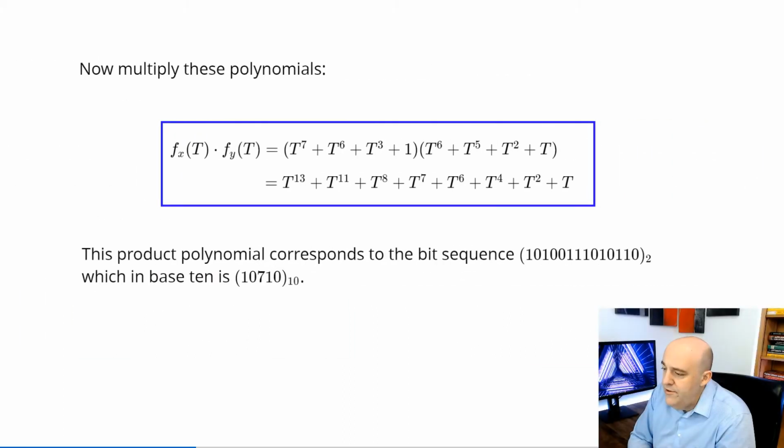Here we go. I'll spare you the details. We get a 13th degree polynomial back. And that 13th degree polynomial corresponds to that bit sequence. And in base 10, not that it matters, is 10,710.